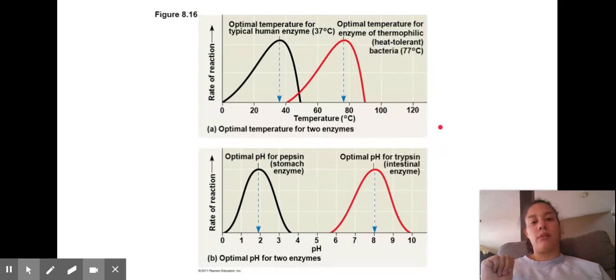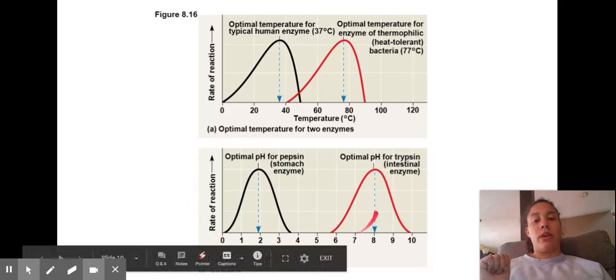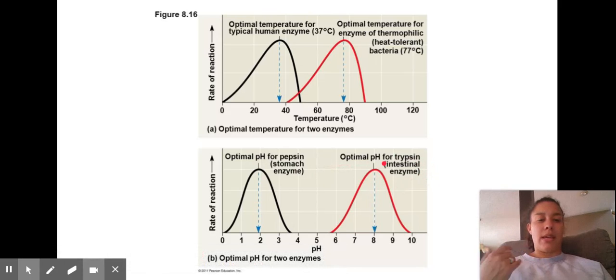So here are those bell curves that I was talking about, and a couple of them that you already looked at in your POGL over here, talking about pepsin versus, well, I guess we didn't talk about trypsin, but we're talking about stomach enzymes versus intestinal or pancreatic enzymes. So very similar to each other in their pH ranges. Okay, and then we can also see temperature between bacteria versus humans. And this was also listed in your POGL talking about PCR, right?